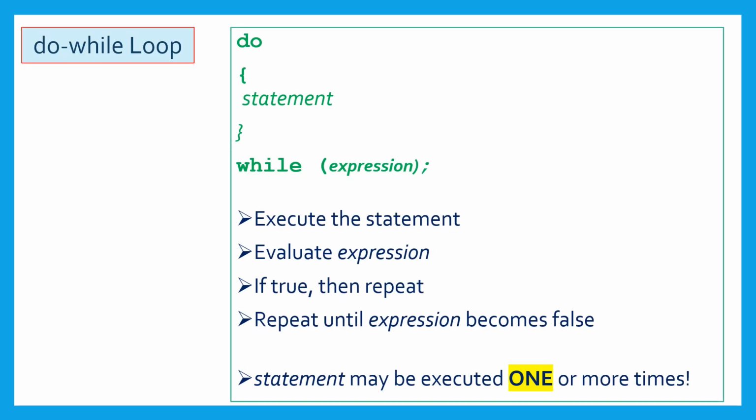Next topic is the do while loop. The syntax of the do while loop is given here, and the peculiarity of the do while loop is that the statements are executed, after which the condition is checked, and if the condition is true, then the repetition will take place, else the control will be transferred to the next part of the program.